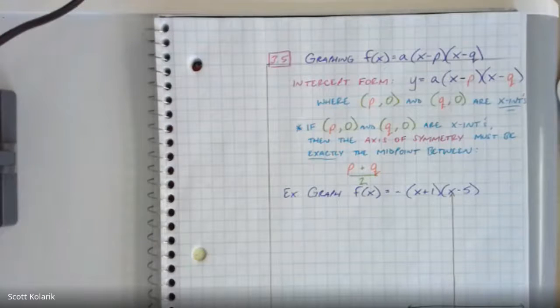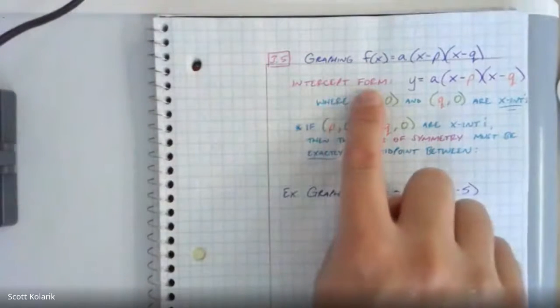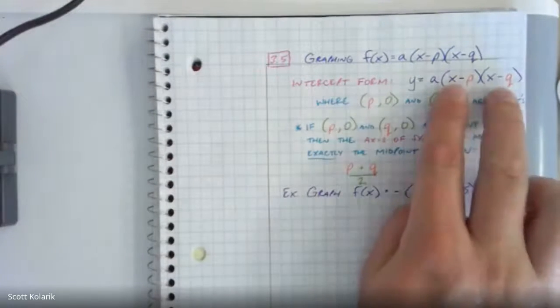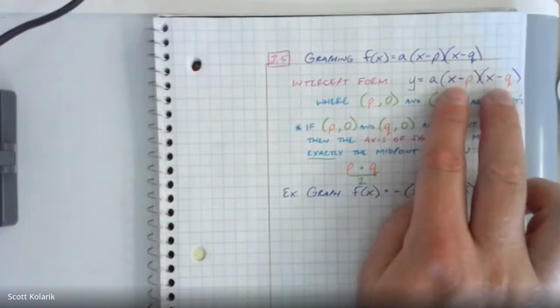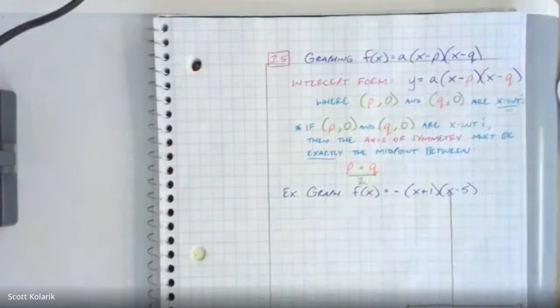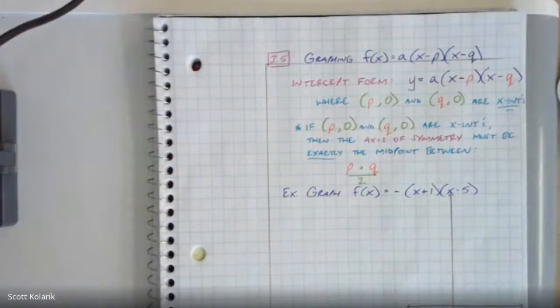All right, chapter 3, section 5, day 2. We're still working with this intercept form of a quadratic equation, meaning that we're going to have this factored version of the polynomial that we've been dealing with in sections 1 through 3. Just reminding you, in sections 1 through 3, we dealt with an ax squared plus bx plus c, basically a polynomial sentence.